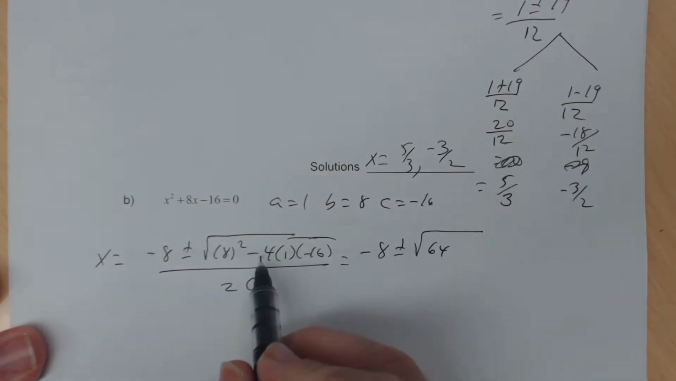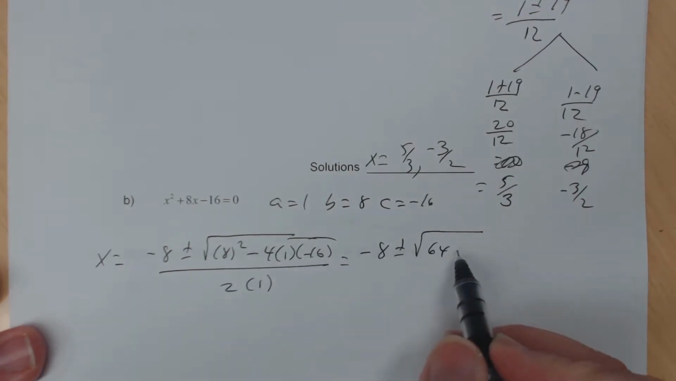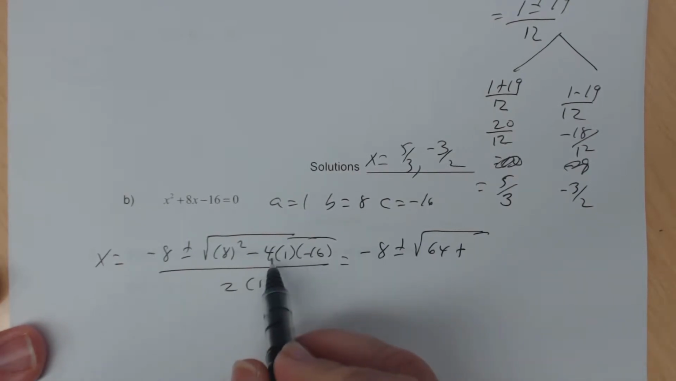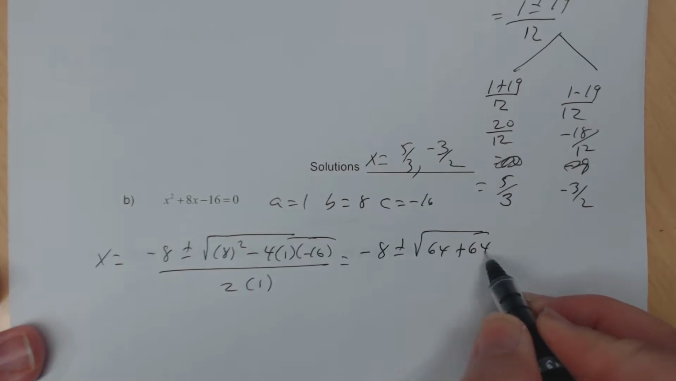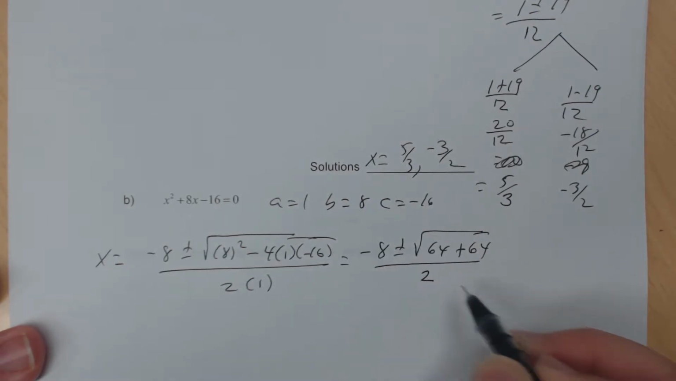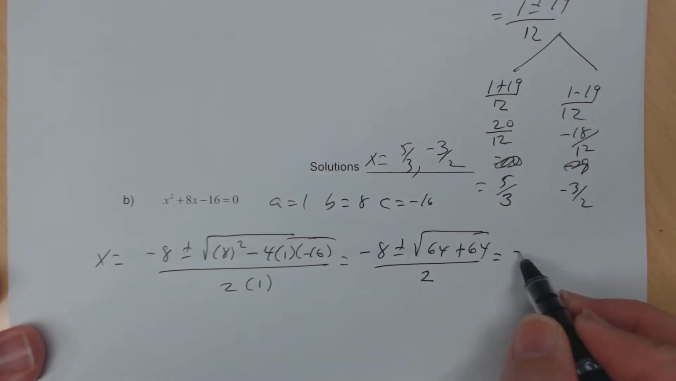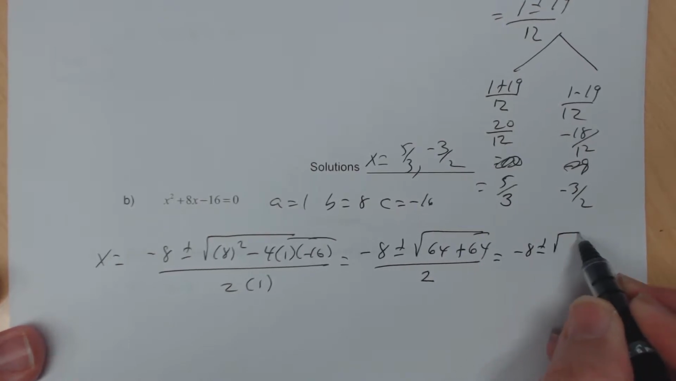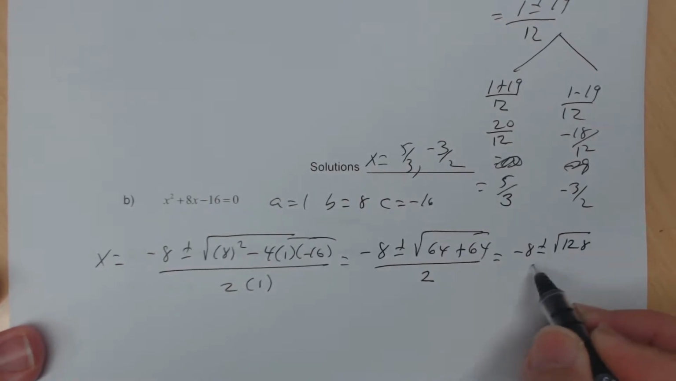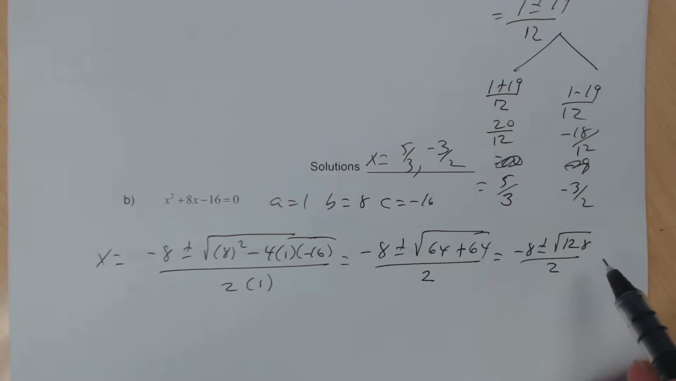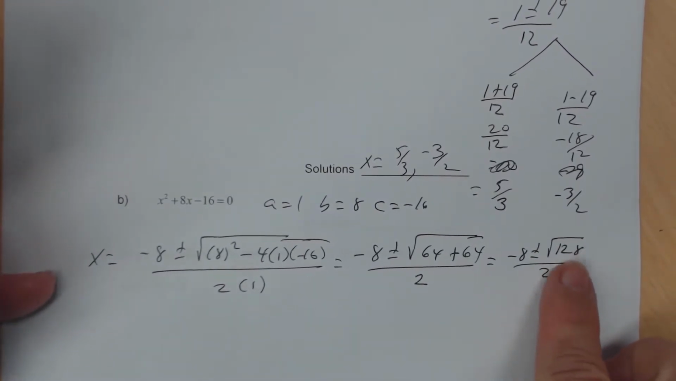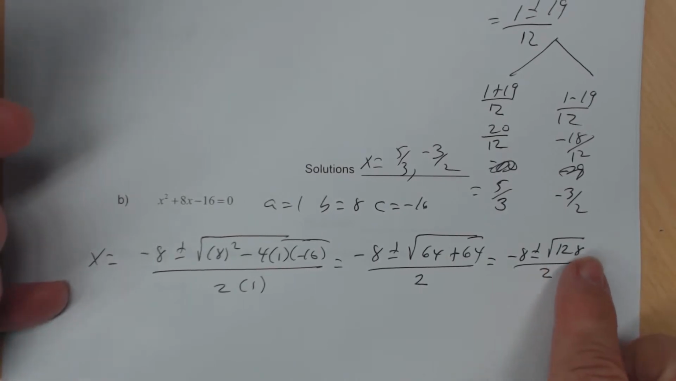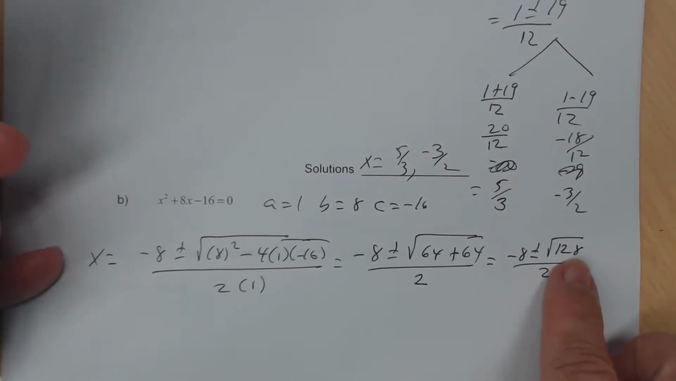A negative times a positive times a negative is a positive. 4 times 1 times 16, if you use your calculator, that's 64 as well, divided by 2. So I get negative 8 plus or minus the square root of 128 divided by 2. Now, if you take the square root of 128, you're going to notice that it's not a perfect square. You're not going to get an integer. So you've got to figure out what perfect square goes into 128.